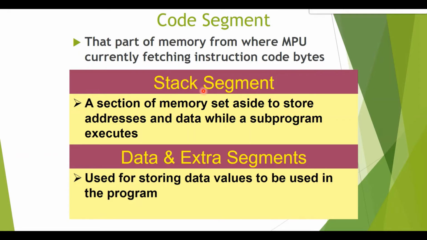Now how are these segments decided? These segments are used to store different types of data. Okay, why did we divide these into 4 different segments? Because these segments are used to store different types of data. Now this code segment stores the instructions for the microprocessor.